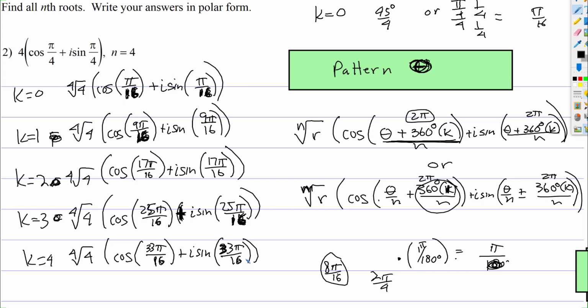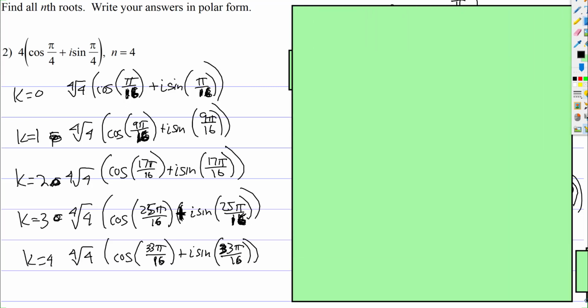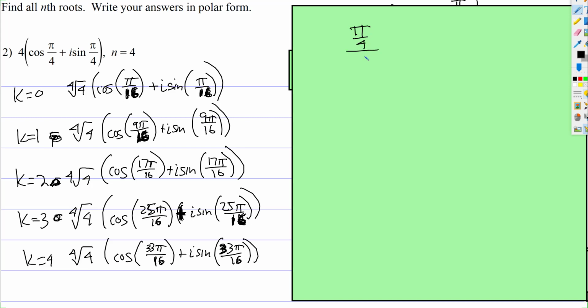Okay, so my biggest tip for you all is take the original theta and divide it by n. So in this case it was 4, and there's your pi/16. And then find your pattern theta. So 2 pi divided by 4 is pi halves, and since the original theta has 16 in the denominator, rewrite pi halves as 8 pi/16.